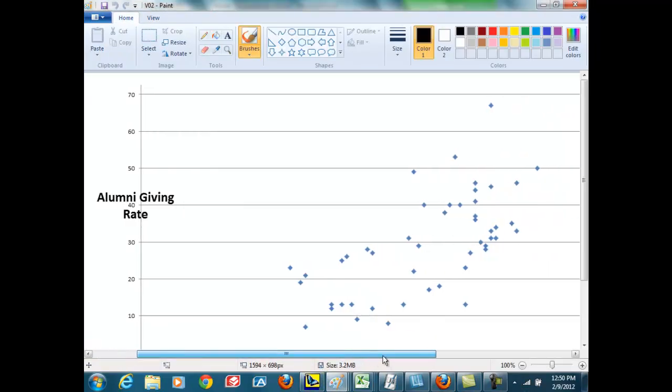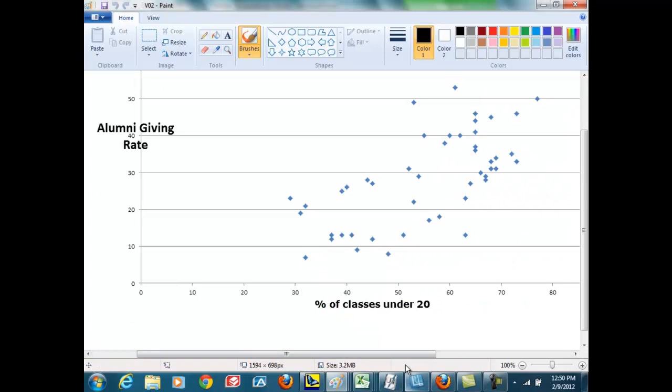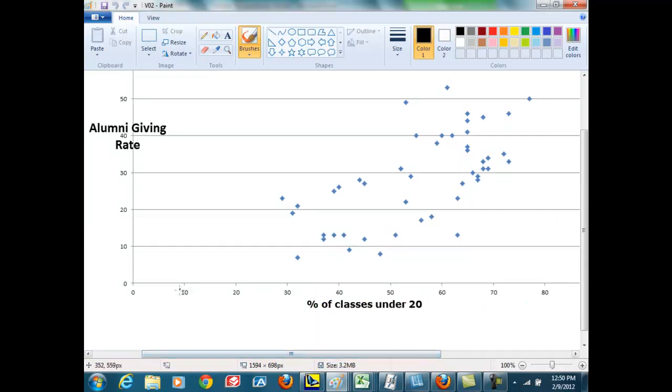It's the same data. Now we have a different variable. Again, I'm looking at the response of alumni giving rate on the percentage of classes with fewer than 20 people in them. Everybody clear? So that means what percentage of classes have a small size? That's what it is referring to. Frederick, is that good? Tell us this, Frederick. You see a positive association or negative? A positive association, right? Everybody clear?